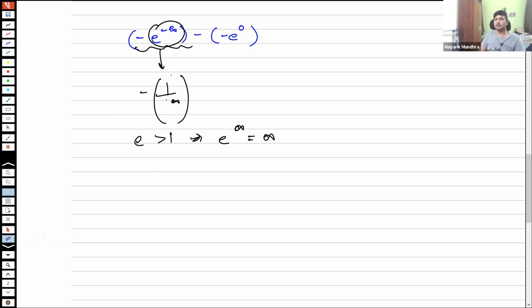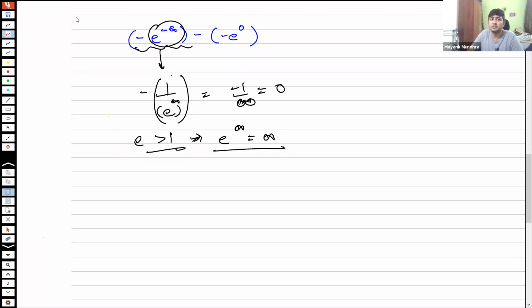If instead of e here we would have had something like 0.5, then 0.5 to power infinity would have been 0. So if the number is greater than 1, then its power to infinity will become infinity. But if the number is smaller than 1, then its power to infinity would become 0. Luckily for us, we have e here, and since e is greater than 1, its power to infinity is infinity. So this becomes minus 1 by infinity, which is basically 0.